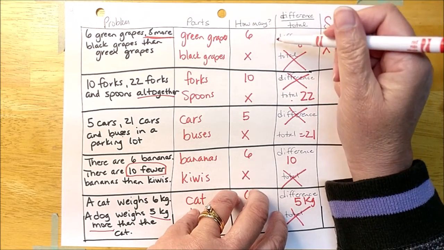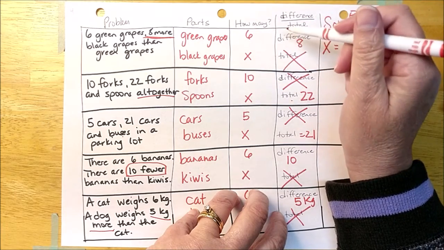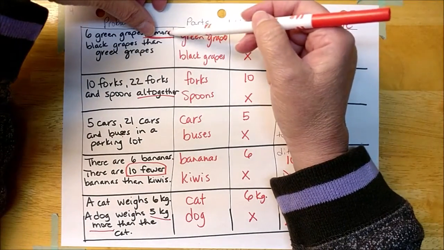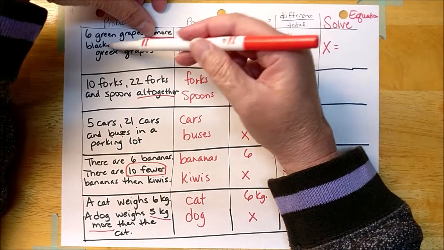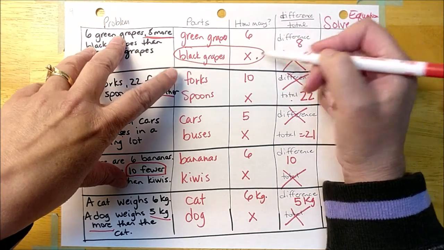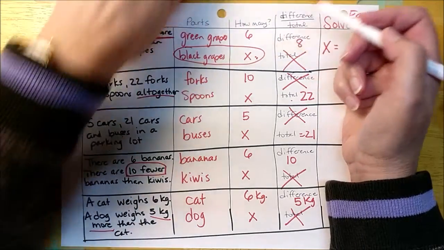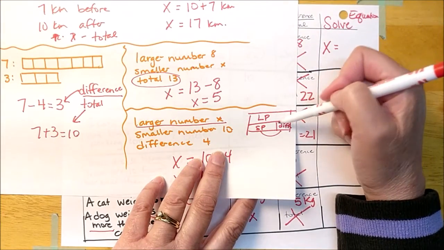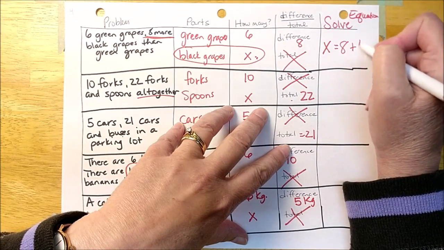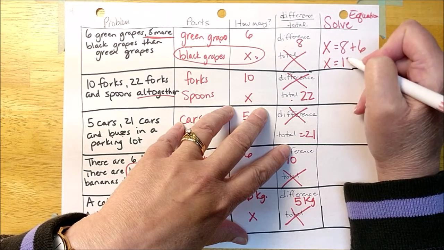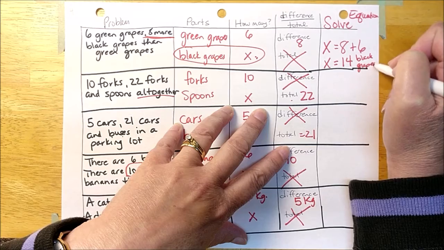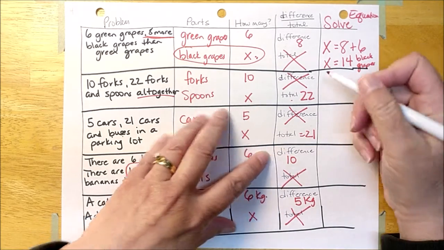So before I do that, I have to know which one of these 2 numbers is my big number. So it says I have more black grapes. So that means my black grapes is the large number. And when I have my large number, I have to add my difference and my small part together. So I'm going to add my difference plus my small part, so that I'm going to have 14 black grapes. I hope that makes sense for you.